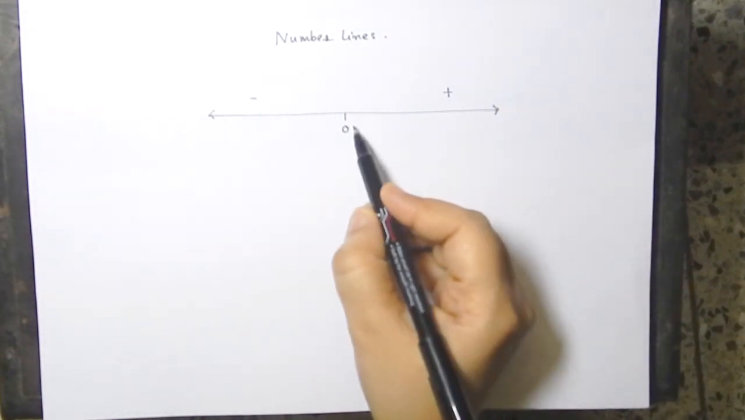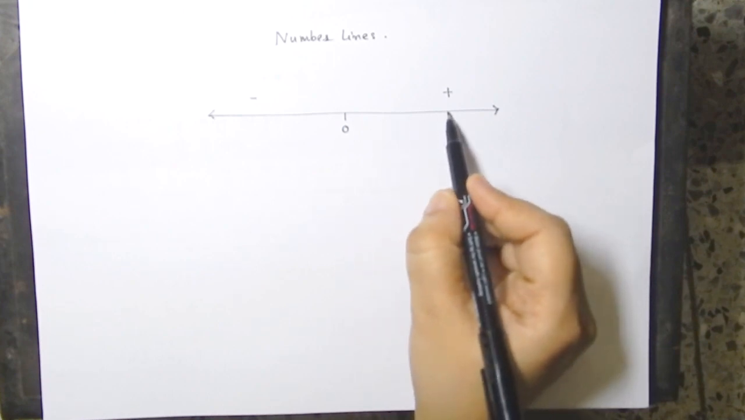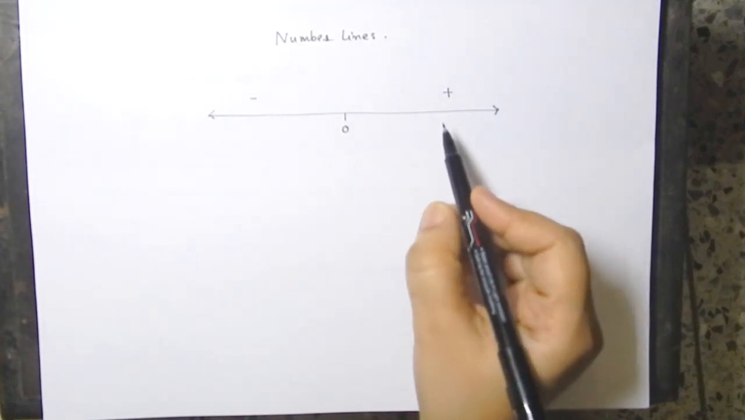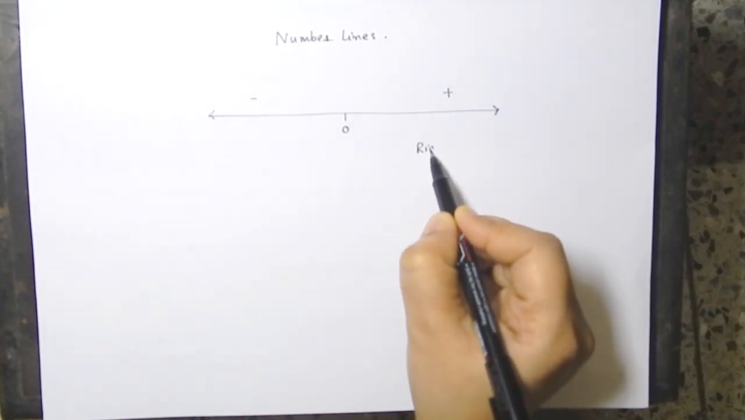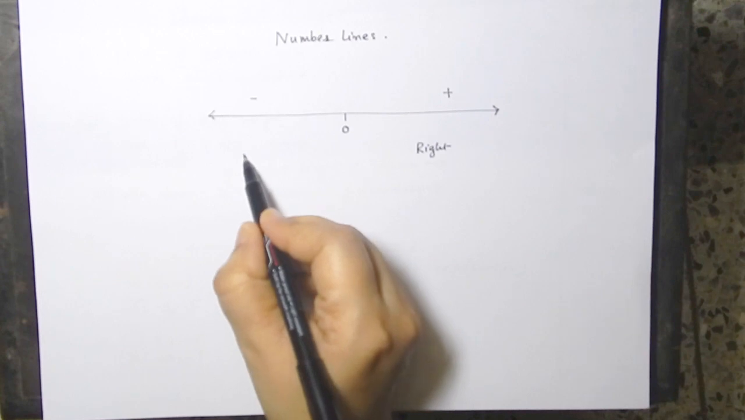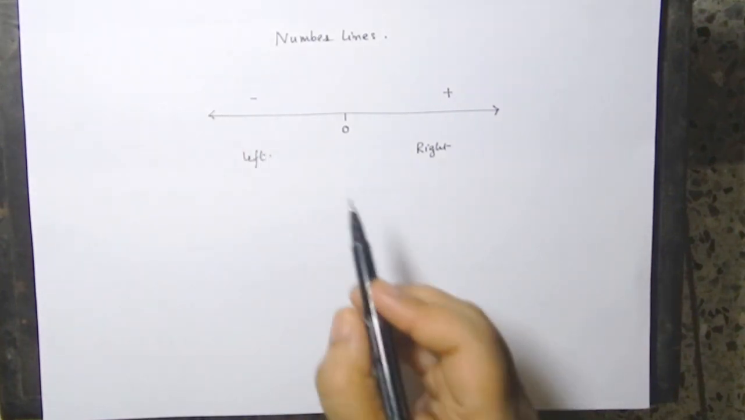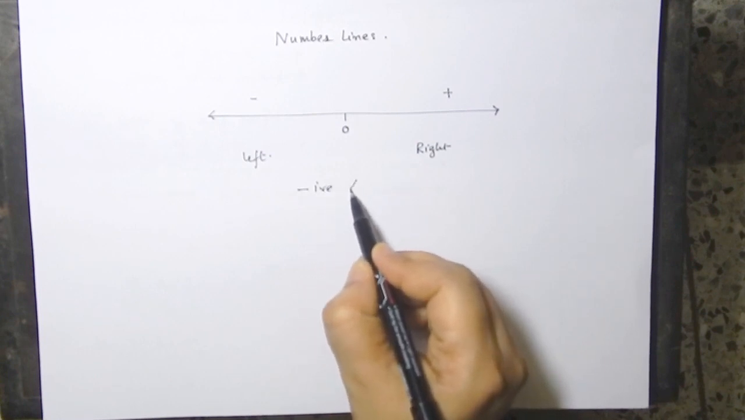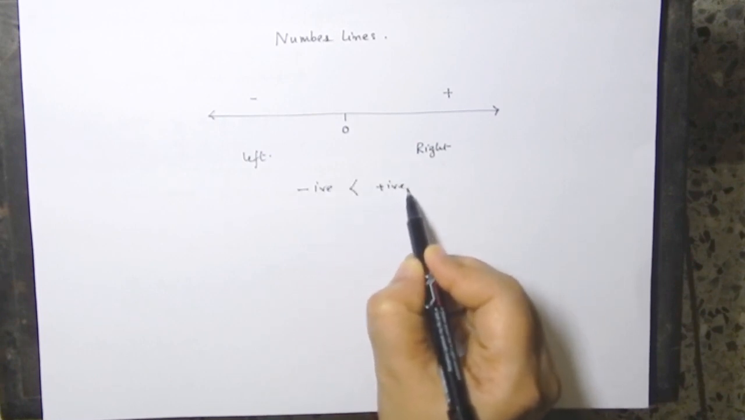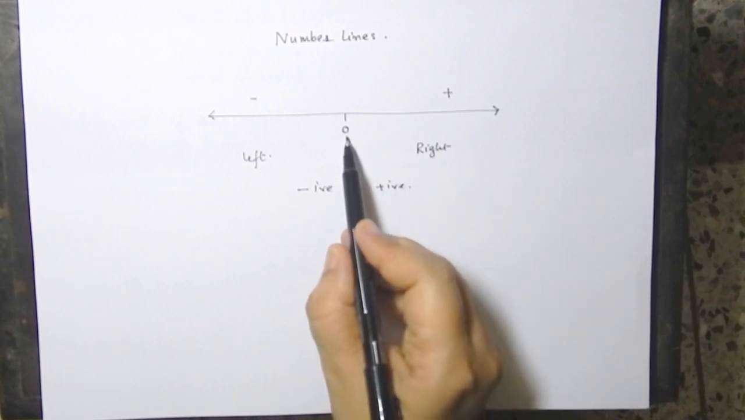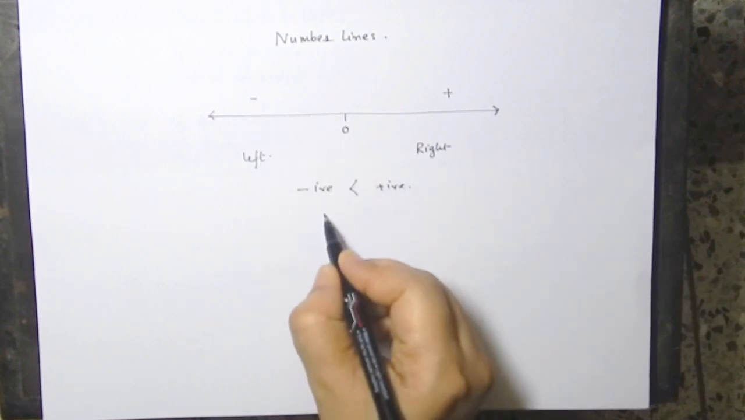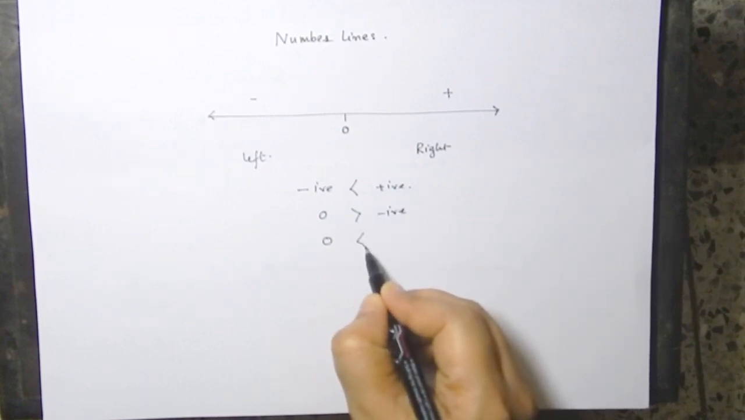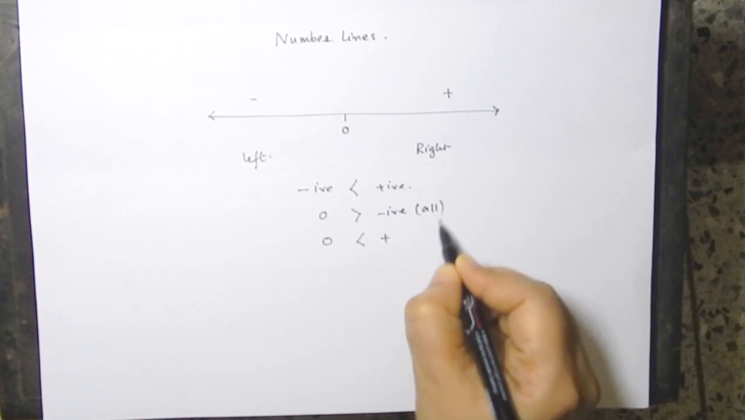Now the numbers which are positive are always greater than the negative numbers. So you can see that the positive numbers are on the right hand side and the negative numbers are on the left hand side, and negative numbers are always less than the positive numbers, and 0 is in the middle. So 0 is greater than all negative numbers, and 0 is less than all positive numbers.